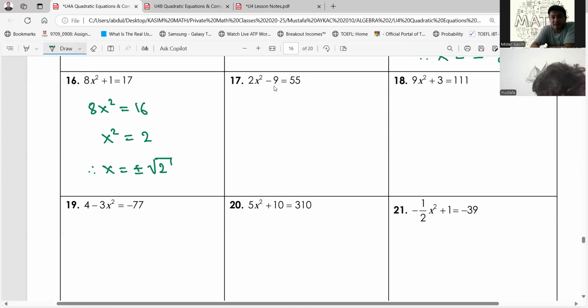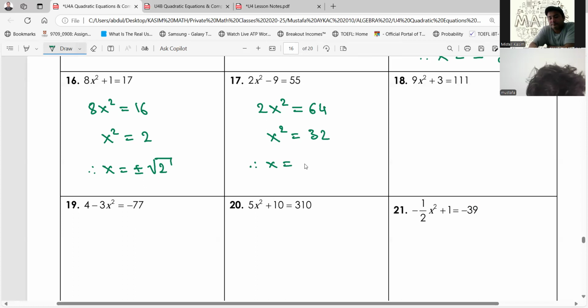Let's go step by step. First, we are just removing whatever is added or subtracted, right? We are adding 9 to both sides. So 2x squared will be what? 2x squared will be 64. Next, divide both sides by 2. x squared equals 32. Then what is x?